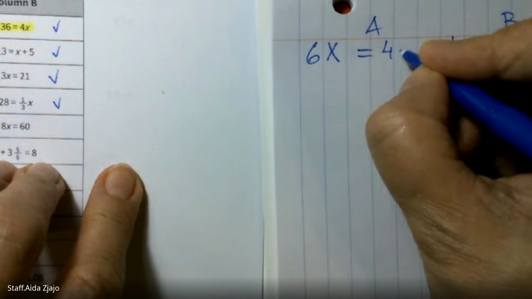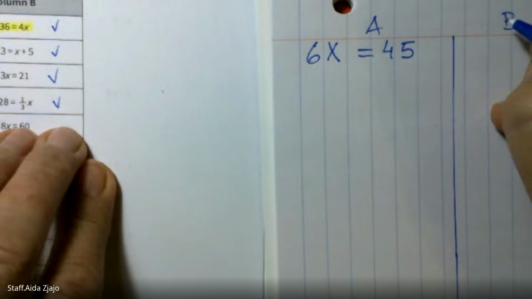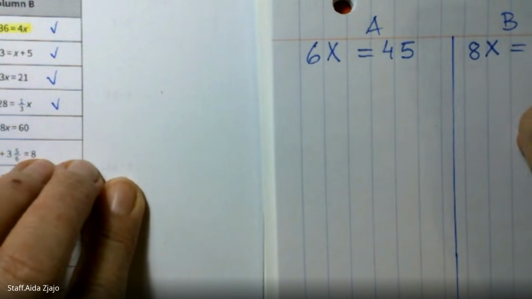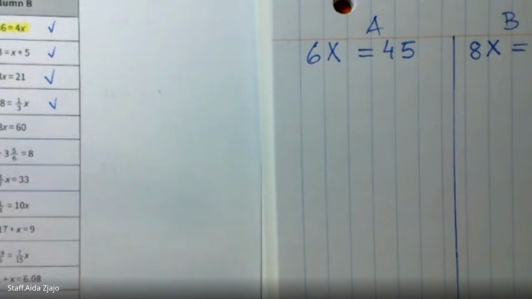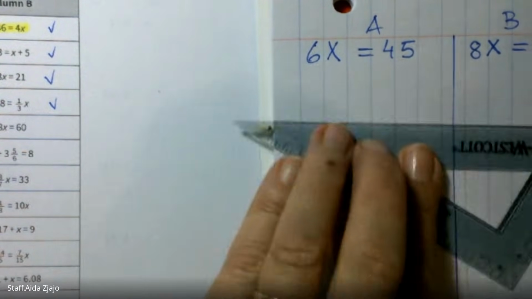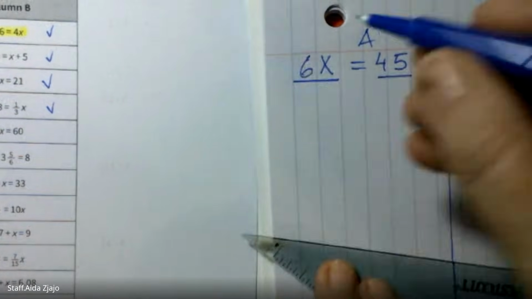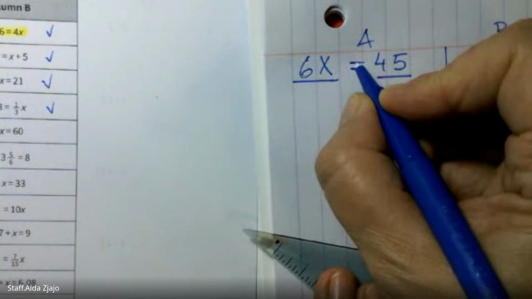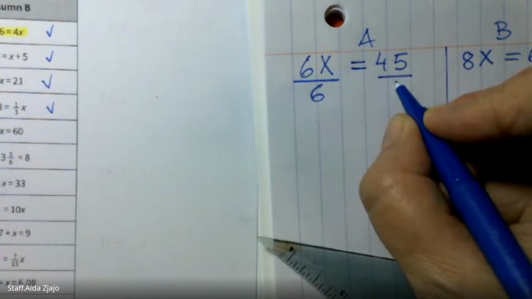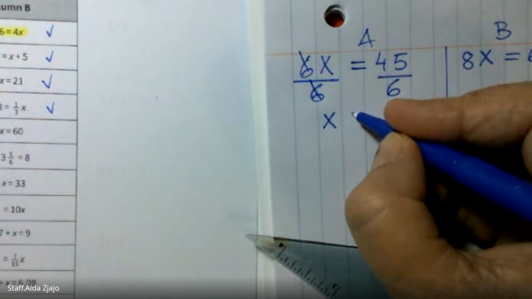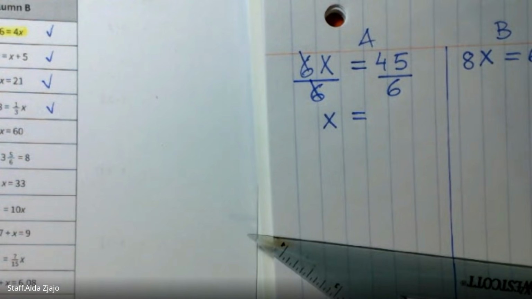6x equals 45, and then 8x is the same as 60. So same strategy. We want 1x. So divide by 6 on both sides of the equation, this side of the equation and this side, we will have x equals, now 45 over 6. Oh, sorry guys.